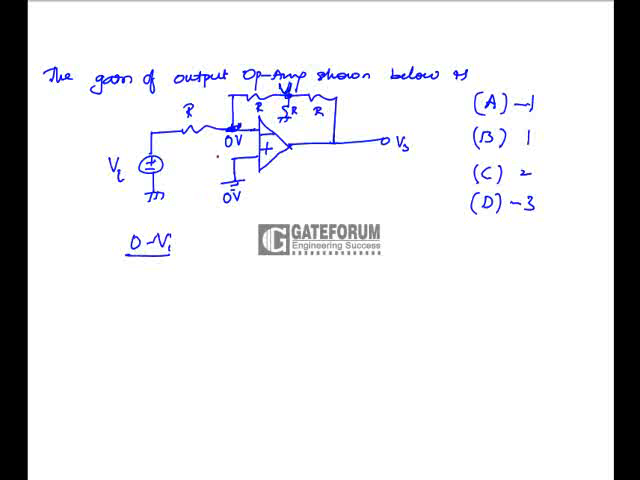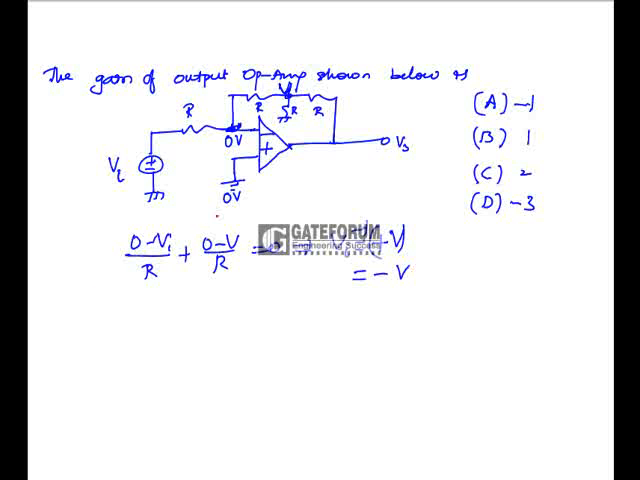Now write the nodal equation at the input side. So this is 0 minus Vi by R plus 0 minus V by R is equal to 0. From this I can say that Vi is equal to minus V.